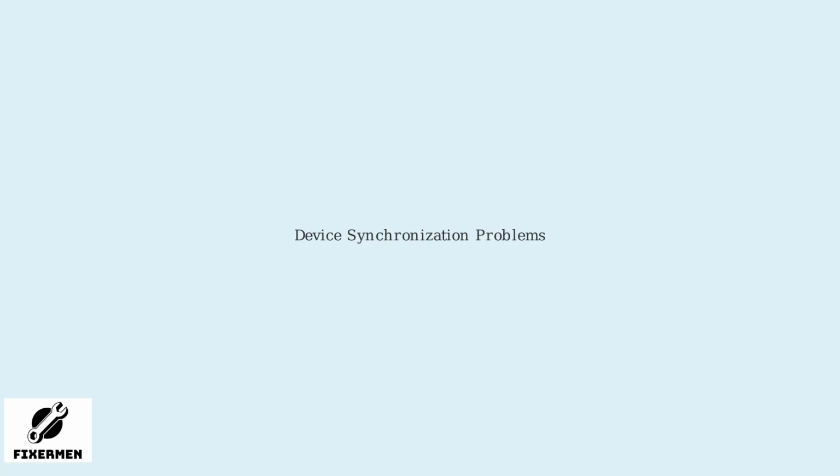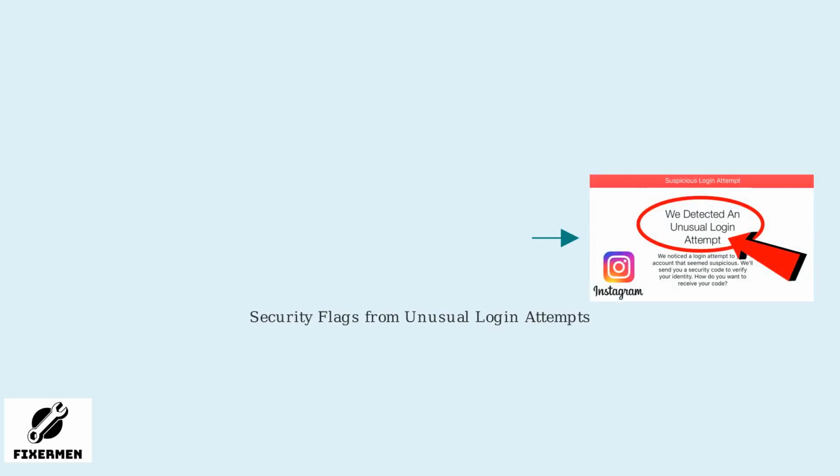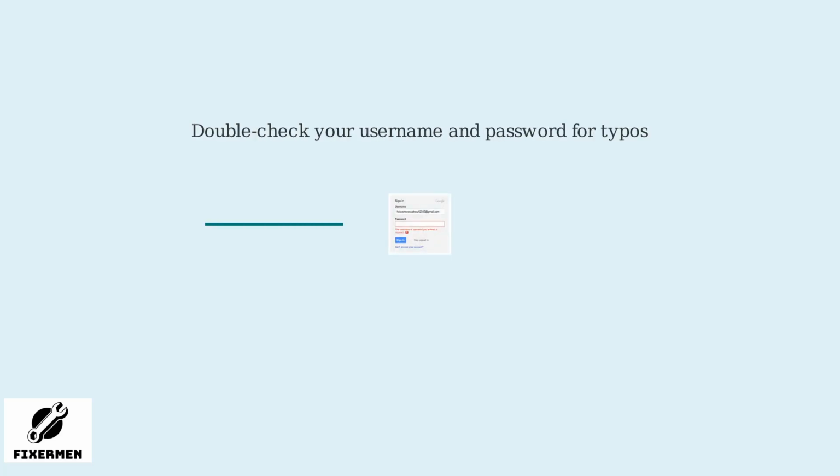Device synchronization problems can also trigger the error. This happens when your app is not properly linked to your account across devices. Server-side errors during high traffic periods, such as peak trading times, can overwhelm the system and cause authentication failures. Finally, security flags triggered by unusual login attempts, such as from a new location or device, can activate fraud detection and block access.